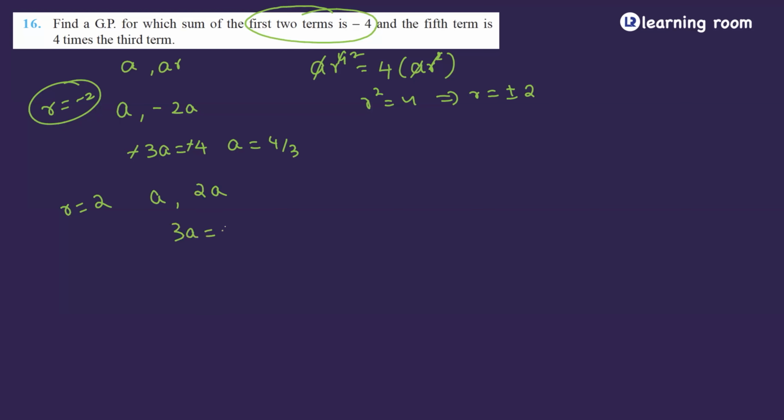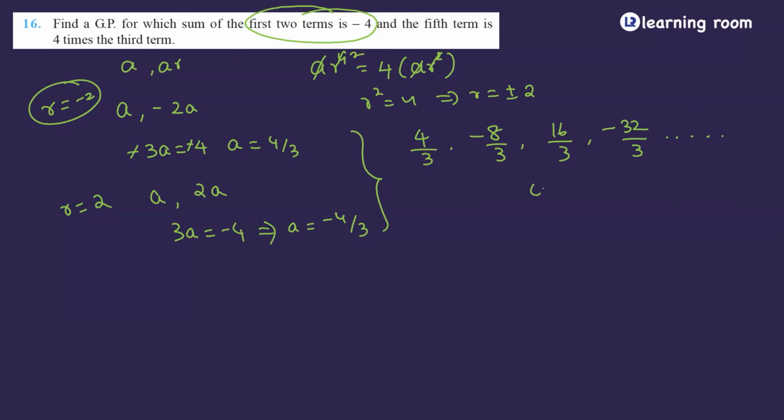A plus 2A will be 3A is -4, which implies A will be -4 by 3. So these are the two possibilities, right? So with this, form the required sequence. If the first term is 4 by 3 and the common ratio is -2, keep multiplying with -2. So 4 by 3, minus 8 by 3, then 16 by 3, then minus 32 by 3, so on. So this will be one of the sequences.